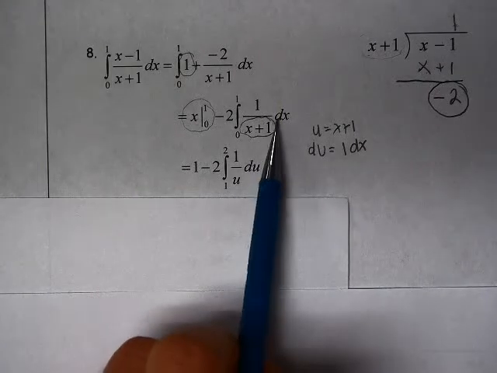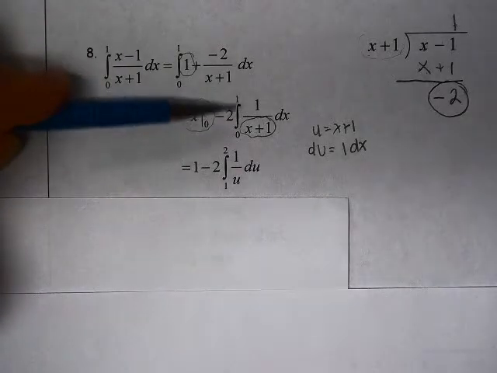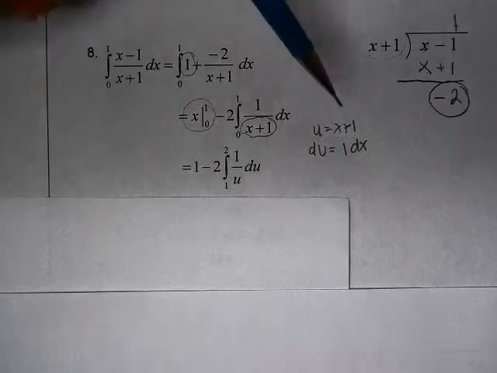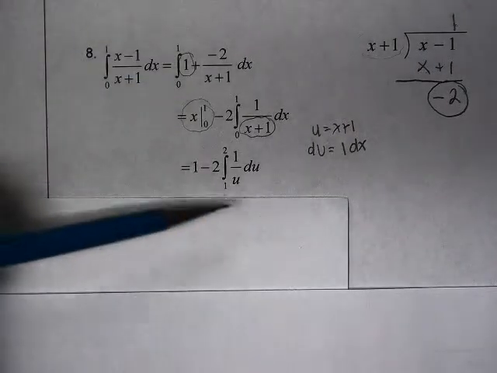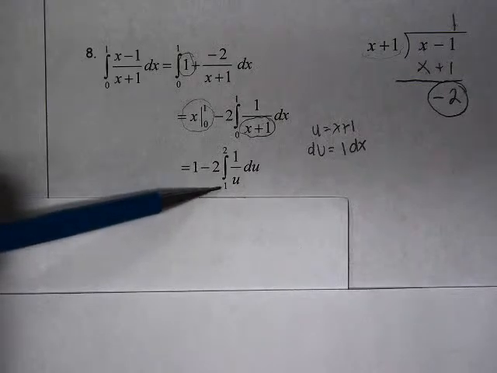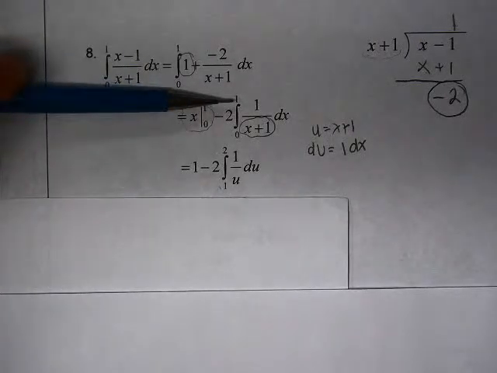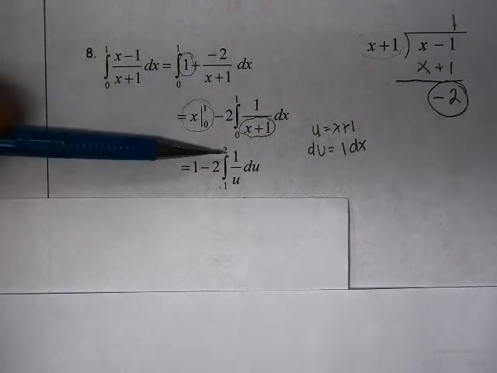Now I've gone from x's to u's, so I need to change my lower and upper limits. This lower limit used to be a 0. I plug it in here to the x, I get 0 plus 1 is 1. Now my new lower limit in terms of u is 1. The upper limit was 1 in terms of x. I plug that in here, I get 1 plus 1 is 2. That's my new upper limit in terms of u.